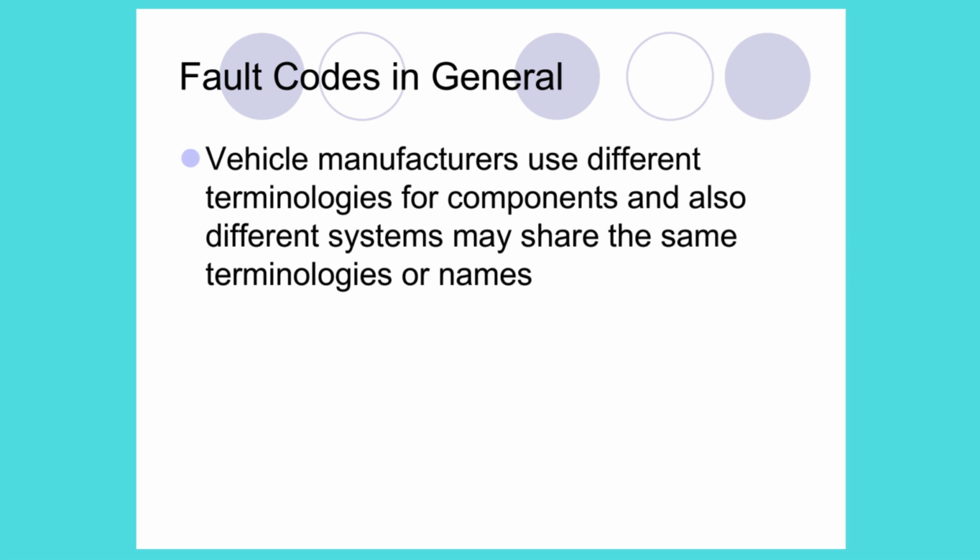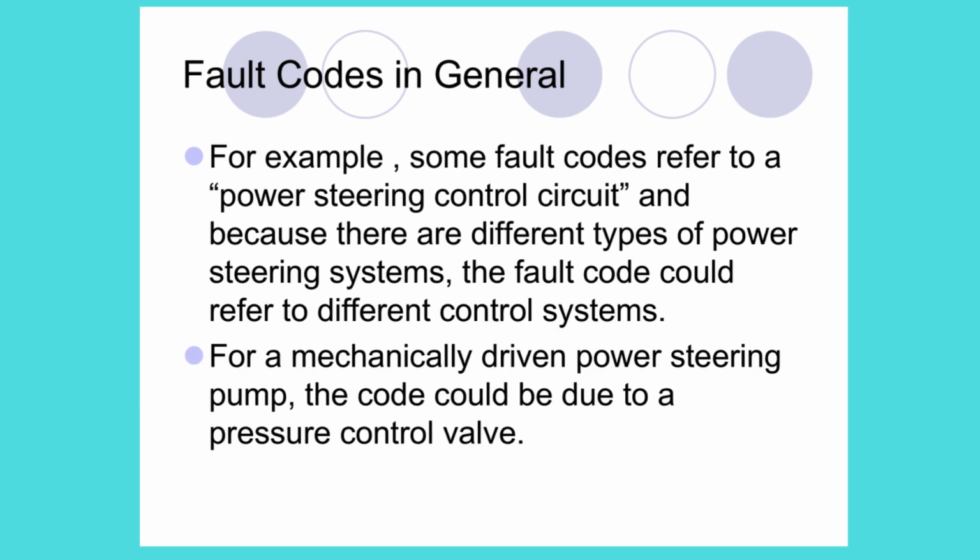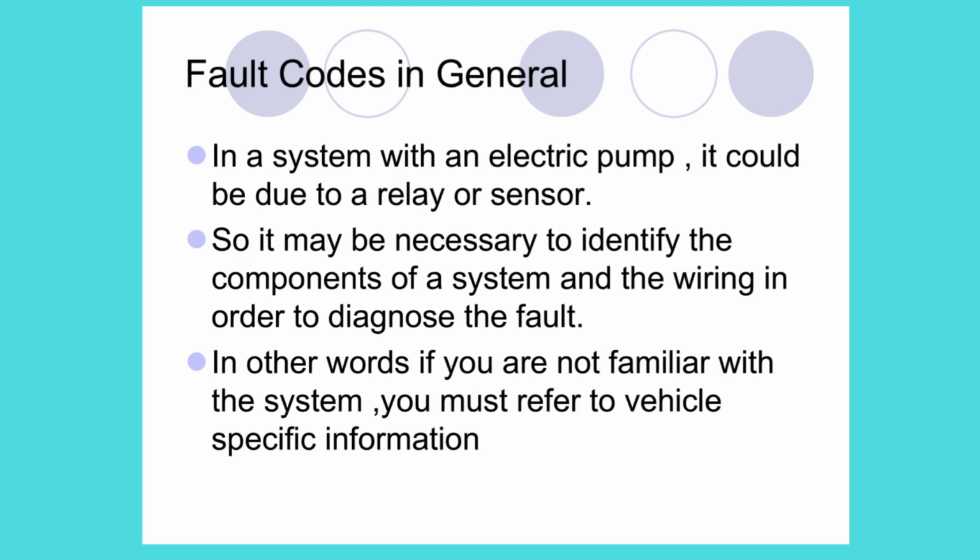Vehicle manufacturers use different terminologies for components, and also different systems may share the same terminologies or names. For example, some fault codes refer to a power steering control circuit, and because there are different types of power steering systems, the fault code could refer to different control systems. For a mechanically driven power steering pump, the code could be due to a pressure control valve. In a system with an electric pump, it could be due to a relay or sensor.